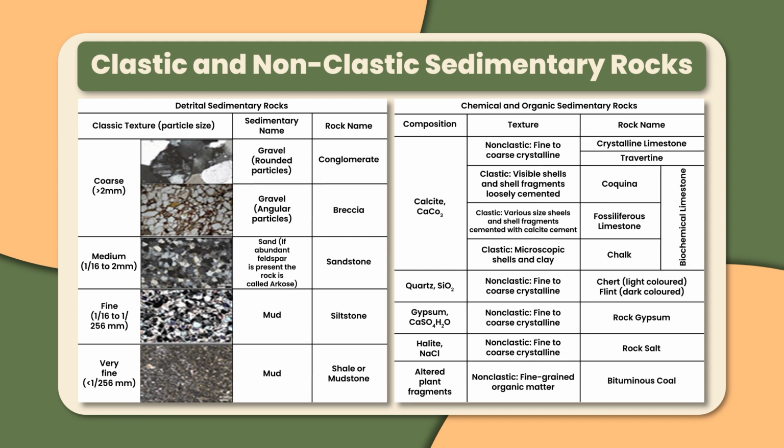Now some carbonate rock with SiO2, with quartz, produces chert or flint. Those with gypsum produce rock gypsum, some with rock salt form halite and also potash salts, along with altered plant fragments like coal.